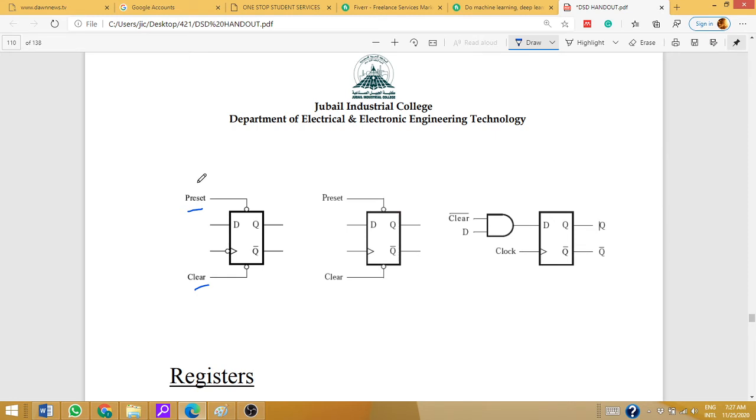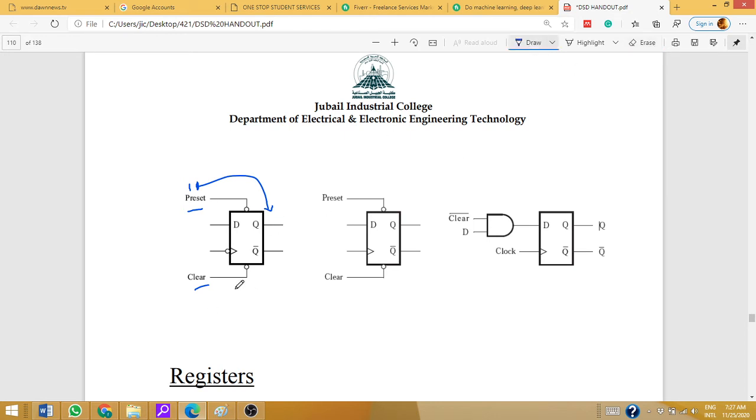Preset or set: when preset is 1, output will become 1, you can say. Sorry, here it is actually active low. Here the symbol shows that preset is active low. It means if it is 0 here, because it is active low, the output will become 1. And similarly, the opposite. For example, here it is 1, so it is not affecting anything.